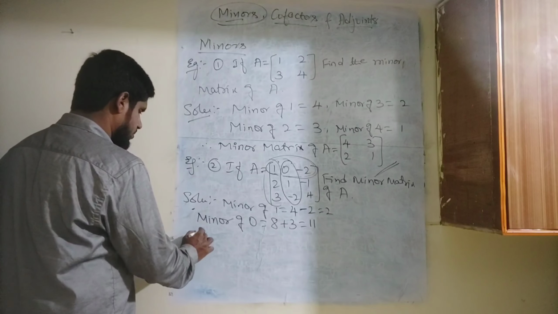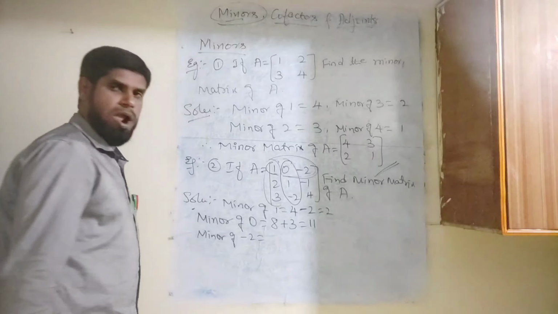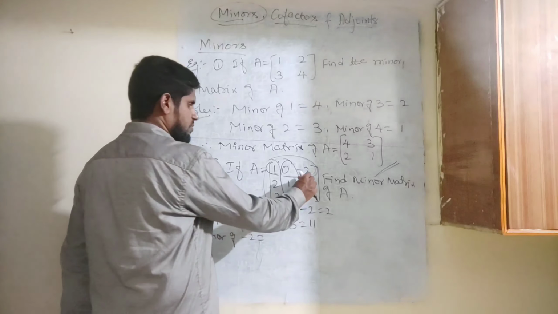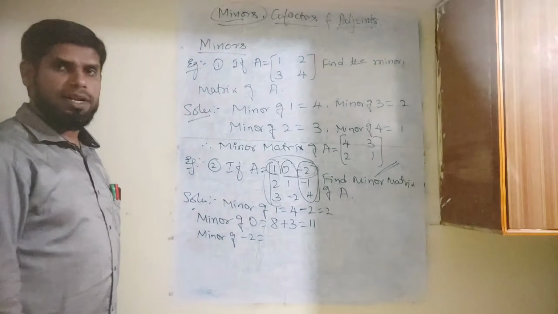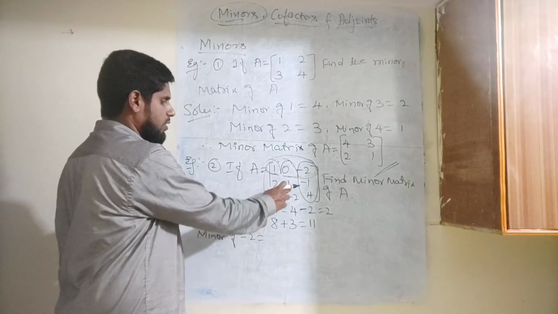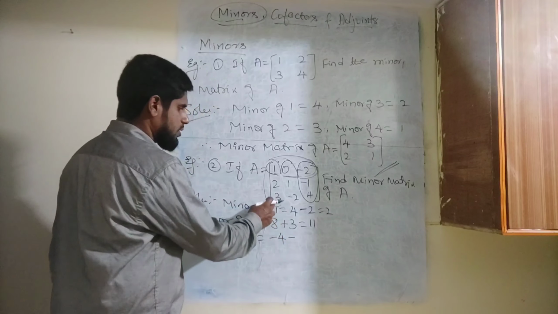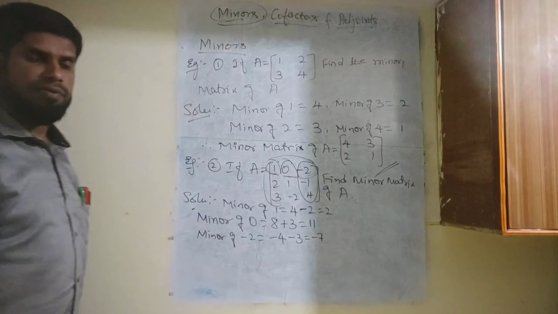Next, minor of −2. For the minor of −2, we should eliminate the first row and the last column. If I neglect the first row and the last column, the remaining elements are 2, 1, 3, −2. If I multiply this, I get −4 minus 3 into 1, which is 3. So finally it is −7.